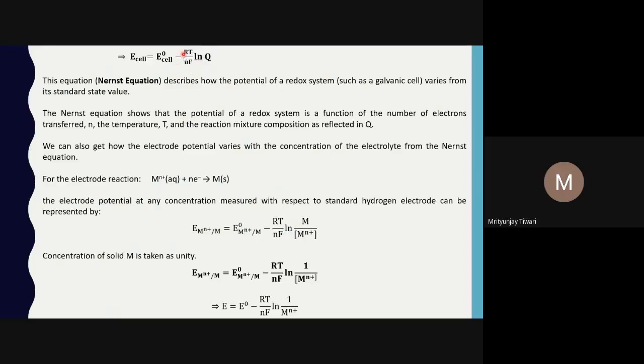So depending on this entire value, the E cell will be there, and by that much value it will be deducted. You should deduct this from this E naught cell. So that's the E cell you will be getting.